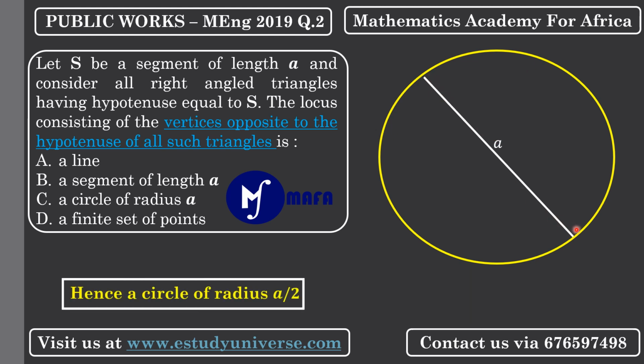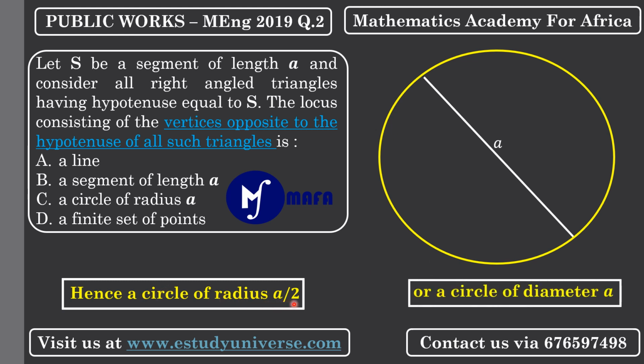Therefore, we can conclude that the locus consisting of the vertices that are opposite to the hypotenuse of all such triangles is either a circle whose radius is A divided by 2, or we say a circle whose diameter is A. So there is no right answer.